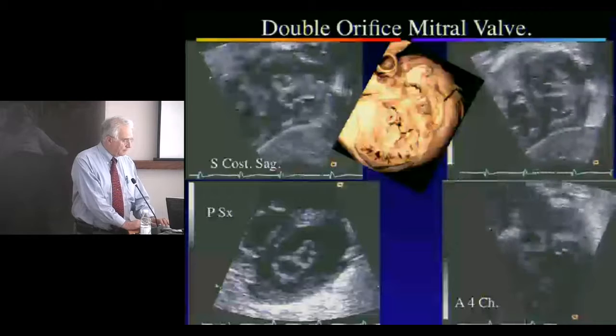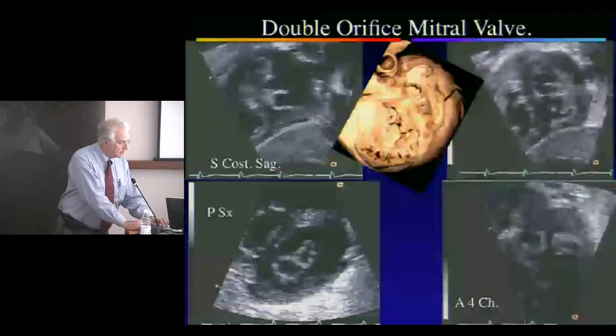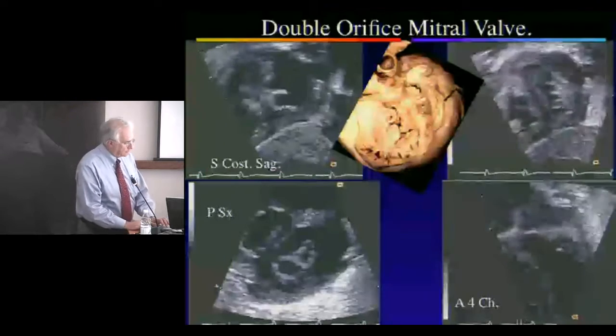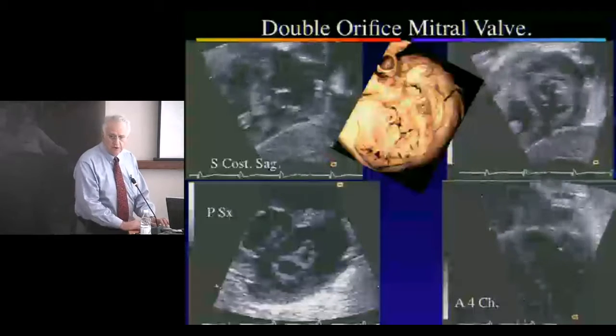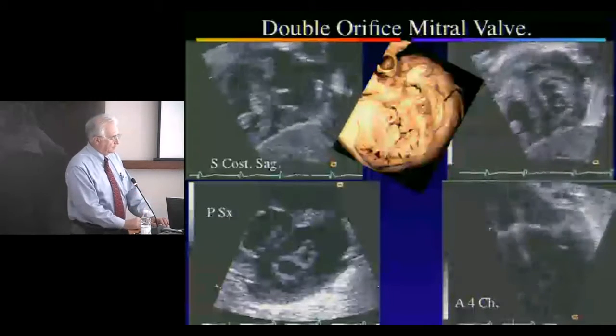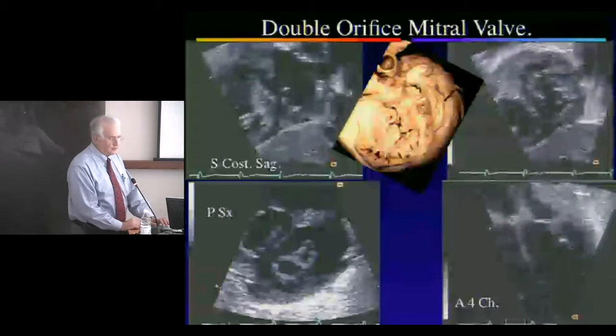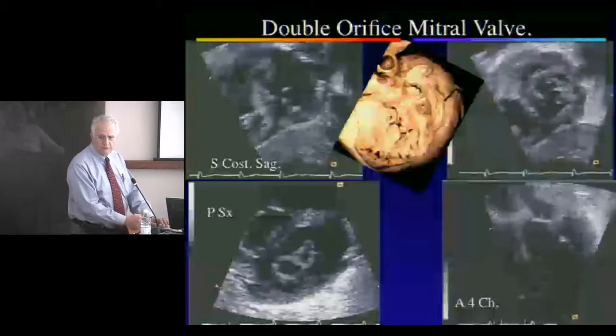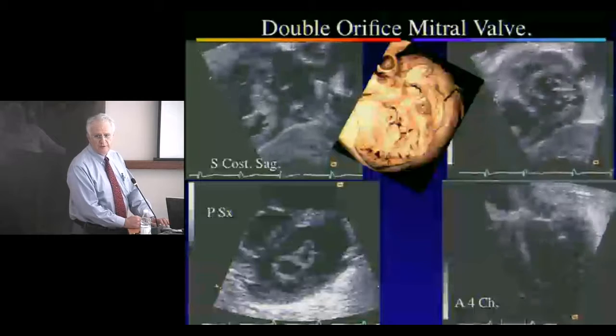And this often can occur isolated, but can occur with other congenital heart disease. We've seen it most frequently with ventricular septal defects. We've seen it with atrial septal defects. And we've even seen a truncus. And the summary of the truncus arteriosus was this patient had four valves, but two were in the mitral position.